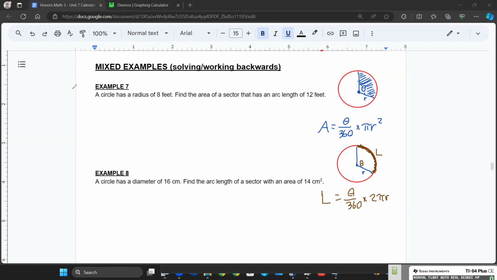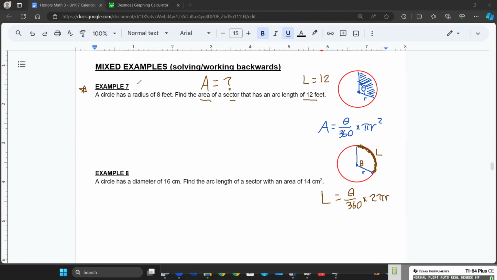So let's get into example 7. A circle has a radius of 8 feet. Find the area of a sector that has an arc length of 12 feet. Let's just look at the question first. It says find the area of a sector that has an arc length of 12 feet. The question wants to know the area, and they're giving you the length. I'm going to leave off the units for now.